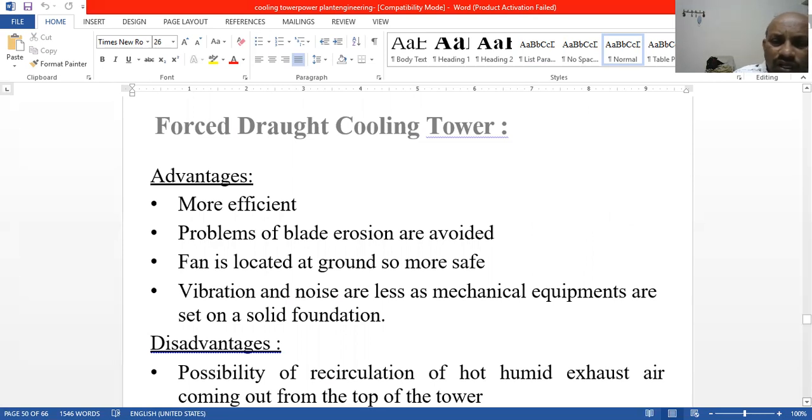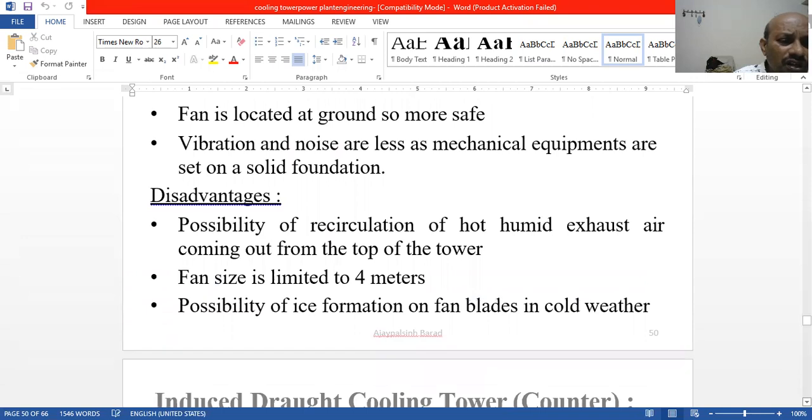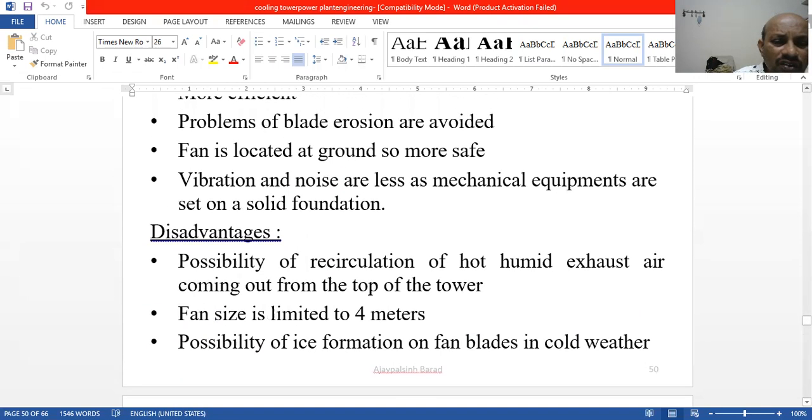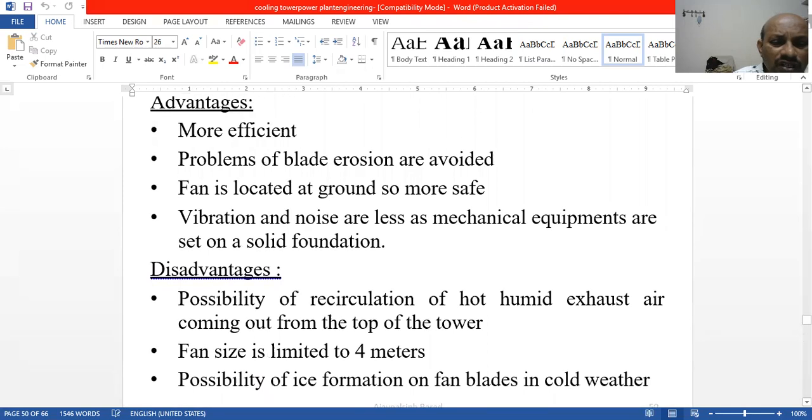So what are the disadvantages of forced draught? Forced draught disadvantages: possibility of recirculation of hot, humid exhaust air coming out from the top of the tower. So we have arranged the eliminators, no? From those eliminators, this recirculation of hot, humid exhaust air is coming out from the tower at the top level. So it is one of the disadvantages.